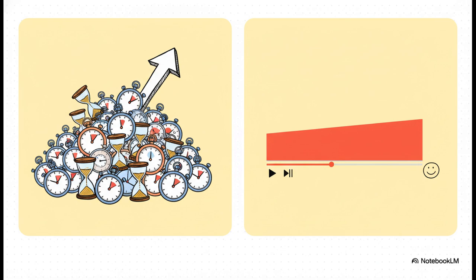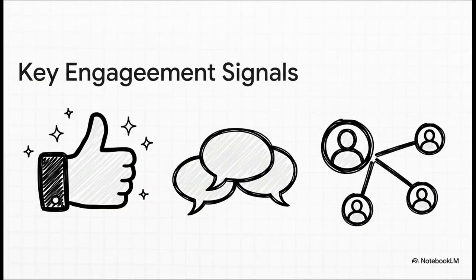Watch time is the total cumulative number of minutes people have spent watching your video. A big number tells YouTube, hey, this video is valuable. Audience retention, on the other hand, is the percentage of your video that people watch, on average. A high percentage tells YouTube, hey, this video is engaging from start to finish. You need both.